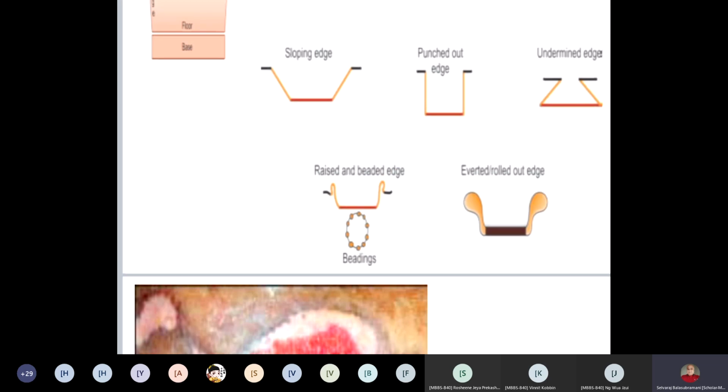So you must know these 5 types of edges, very important in ulcer. Sloping edge, punched out edge, undermined edge, raised and beaded, raised and everted. These are the 5 types of edges.